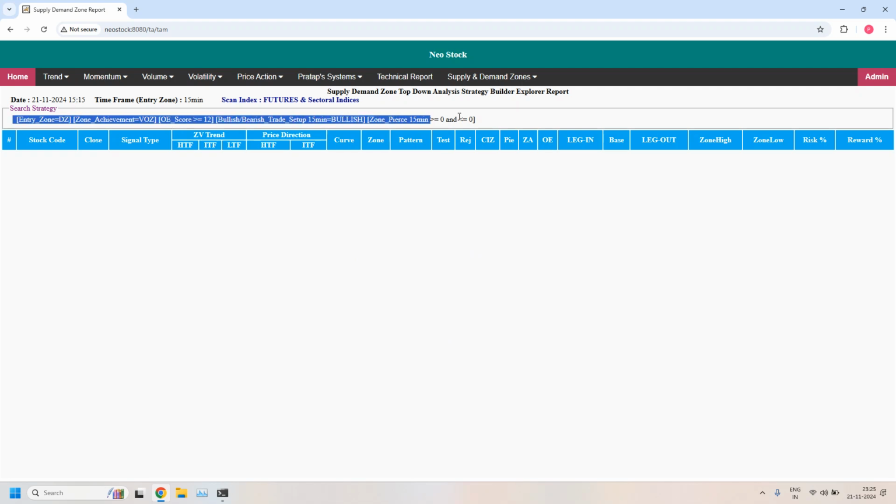If you have any doubt, check the search criteria. Entry time frame is 15 minutes. Entry zone is demand zone. Zone achievement VOZ. Order enhancer score greater than or equal to 12.